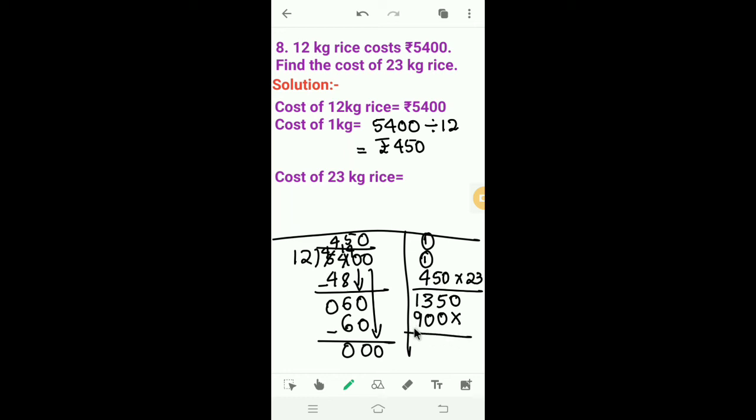Next we have to add both the products. 0. 5 plus 0 is 5. 3 plus 0 is 3. 1 plus 9 is 10. So the answer is 10,350. Therefore, cost of 23 kg rice is equal to rupees 10,350.